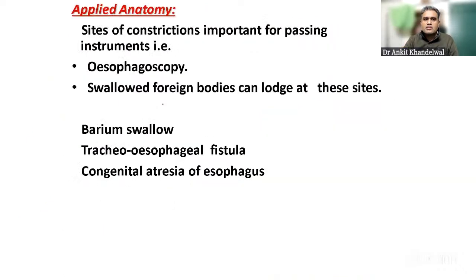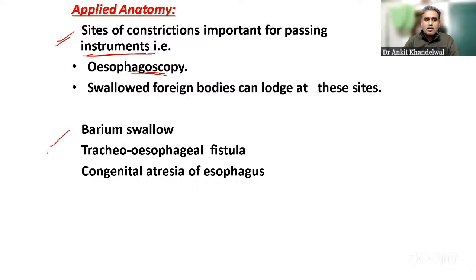Applied anatomy, guys. Site of constriction is important for passing instruments, even doing esophagoscopy. Okay, there are many things. Suppose you have to enter the upper part of the intestine into the stomach, doing even ERCP, going into the pancreatic ducts and all. In the case of gallbladder stones, you have to enter through the esophagus only. You should know all of this.